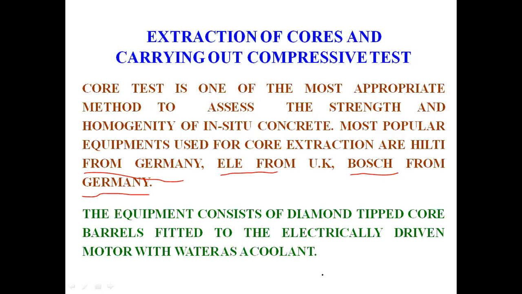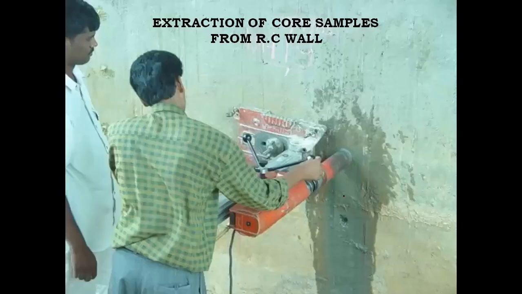Because without pumping water while cutting the core, your sample won't have a proper surface when it is removed from the element. So you have to have a motor with water as a coolant. Why? Because when you are drilling, definitely heat will generate. To control that heat, your motor is to be supplied with water as a coolant. That is how the device is going to work, and this is how the core samples are going to be taken from the concrete structure.